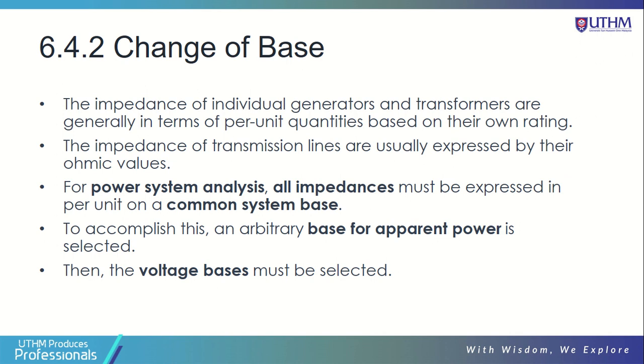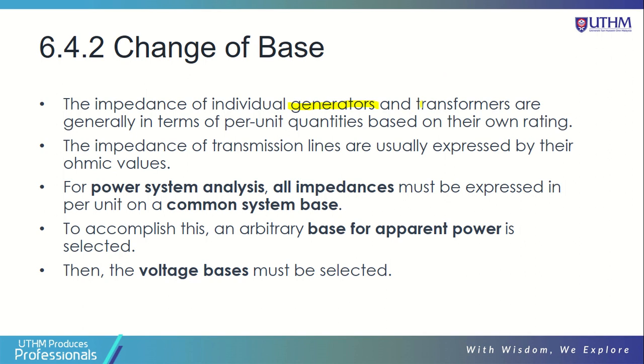Next, look at the change of base. This is the important part of the per unit system. The impedance of individual generators and transformers are generally in terms of per unit quantity based on their own rating. For example, we have a generator, they provide the impedance in per unit. We see the data base, the information given by the generator. So X per unit is commonly based on their own rating.